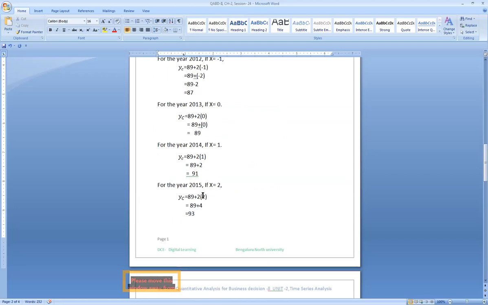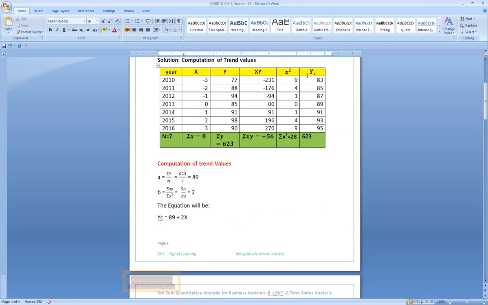See all the answers we calculated, we have written in the table here. For 2010, the trend value is 83. See the actual value is how much? 77, but the trend value is 83. For 2011, the actual value is 88, but the trend value is 85. See the variations, we can see in the form of numbers. For 2012, 94 is the actual value, and the trend value is 87, it has been decreased. For 2013, the value of y, that is the production value, is 85. But see here the trend value, it has to change, that it requires 89.